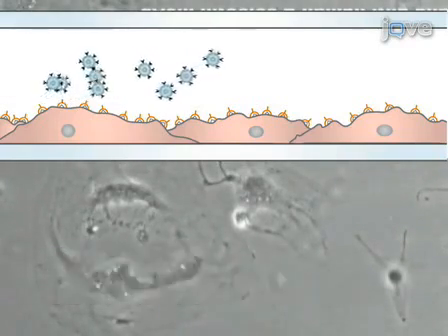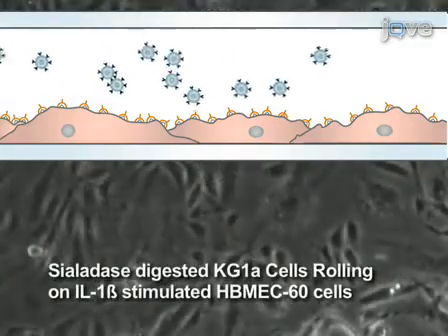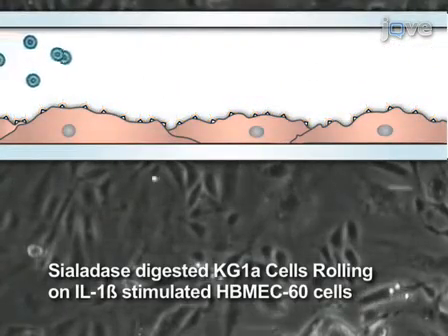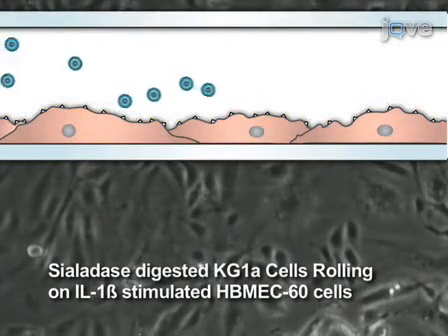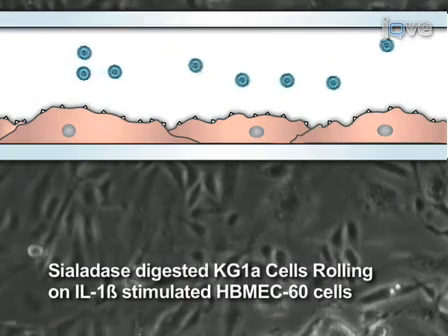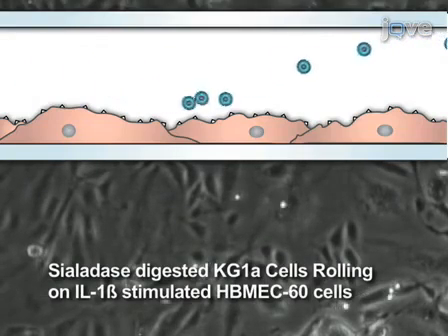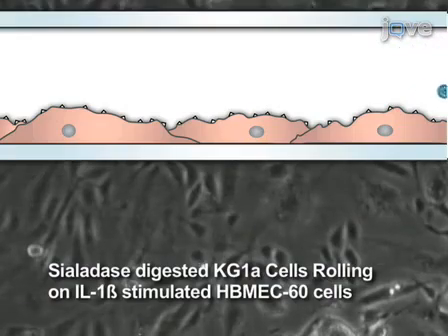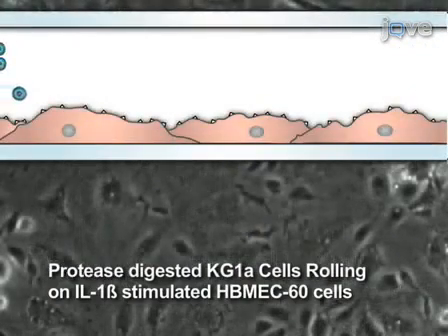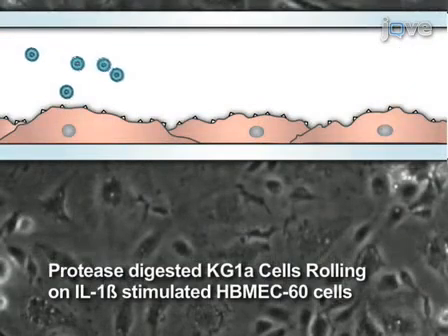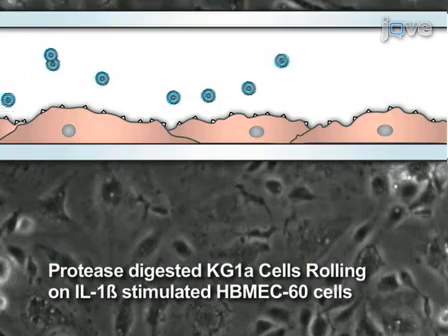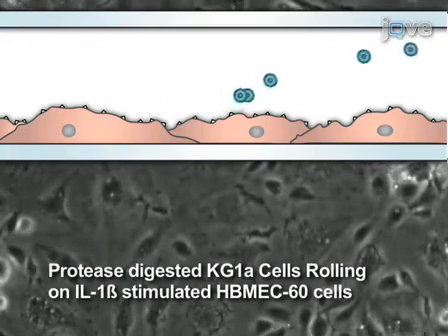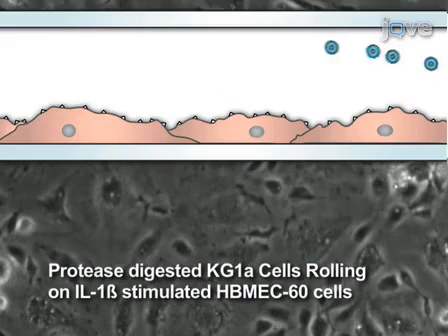cells. Cell rolling is not only determined by E-Selectin, but also by sialic acid residues on the leukocyte cell surface. To show this, digest the KG1A cells with 0.1 units per ml neuraminidase for 1 hour at 37 degrees Celsius. Then analyze the rolling events over stimulated HbMEC60 cells. Glycoproteins on the leukocyte surface are also important for cell rolling. This can be demonstrated by treating the KG1A cells with 0.2 units per ml bromelain for 1 hour at 37 degrees Celsius, and then infusing them into the flow chamber.